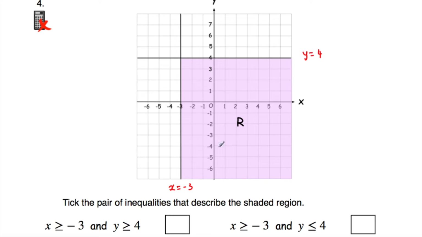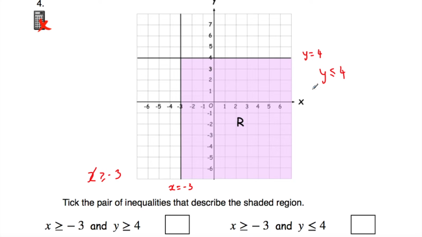Okay, in terms of this region down here, it's below this line. That means that y is going to be less than or equal to 4, because it's all the points that are below that line, on the line or below that line. So that would be y is less than or equal to 4. And then all these points to the right of the vertical line would be the values of x that are bigger than or equal to -3. So x is bigger than or equal to -3.